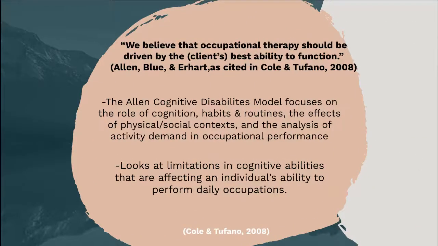The main premise of this framework is that it focuses on the role of cognition, habits and routines, the effects of physical and social context, and the analysis of activity demand in occupational performance. Additionally, it looks at limitations and cognitive abilities that are affecting an individual's ability to perform daily occupations.